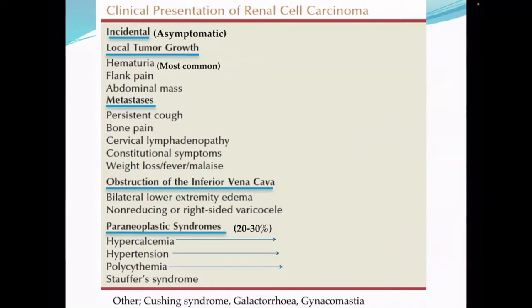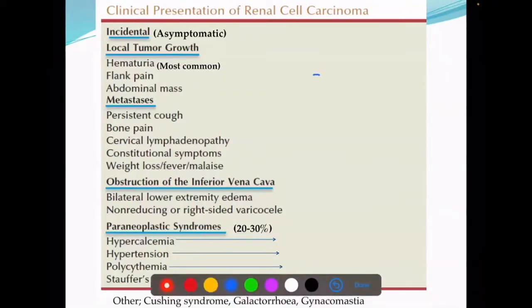Okay, fine. Now there's one more special symptom or syndrome known as paraneoplastic syndrome, found in around 20% of RCC patients. What is paraneoplastic syndrome? To understand that, first of all, you should understand this thing.